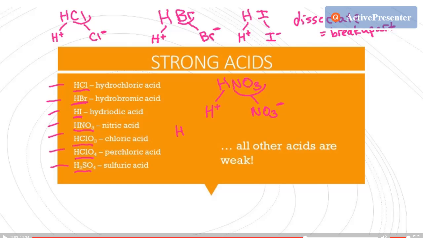HClO3, chloric acid: the H is going to break apart into the H positive, and the ClO3 remains its own ion, with a negative charge. So as you can see, all of these acids can break up into their own individual ions. So when does this happen? When do these acids break apart into their own ions? Well, it's when you add water to it.